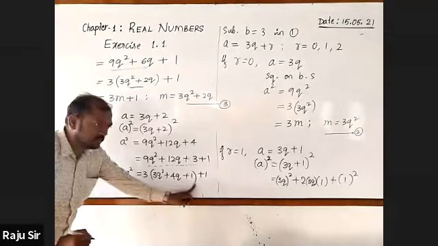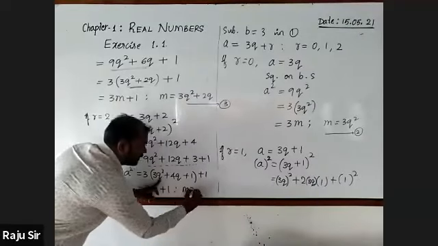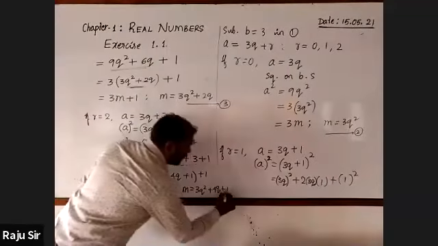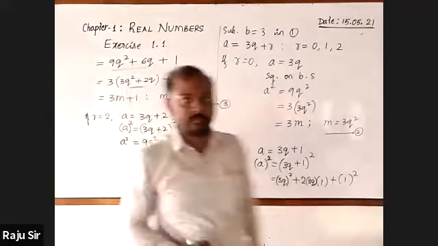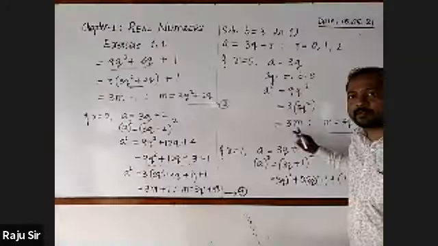This is equal to 3 times m plus 1, that is 3m plus 1, where m is 3q square plus 4q plus 1. Got it? Now we will call it statement 4.